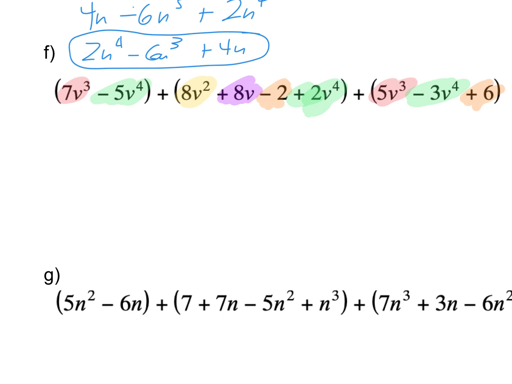So for the red highlighted numbers, we have 7v cubed plus positive 5v cubed. So I'm adding 7 and 5. That is going to give me 12v cubed. All right, so that is it for my reds. Moving on. Now I have my greens. So I have negative 5v to the fourth, plus 2v to the fourth minus 3v to the fourth.